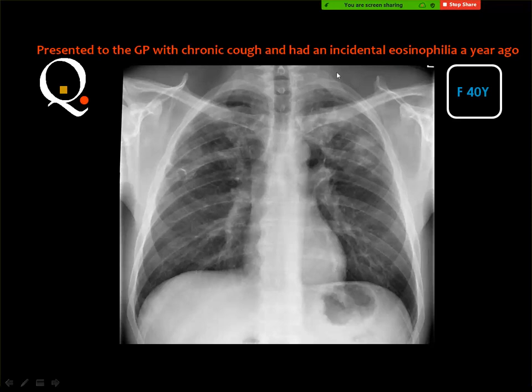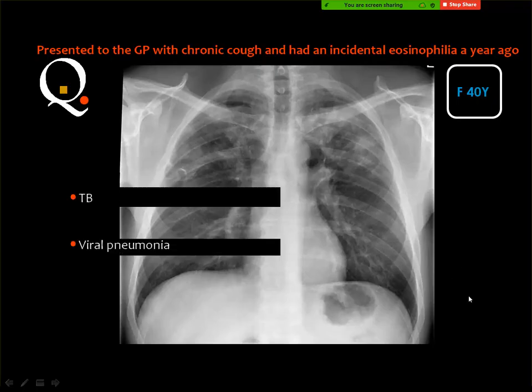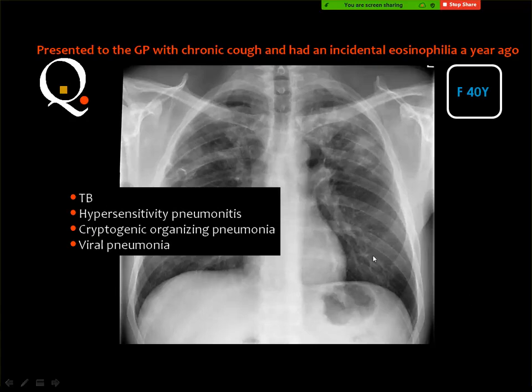Because if you know that there is eosinophilia, you think of one of the eosinophilic syndromes like acute eosinophilic pneumonia or chronic eosinophilic pneumonia. Then these are the choices. Do you think that this is TB, hypersensitivity pneumonitis, cryptogenic organizing pneumonia, or viral pneumonia? Hypersensitivity pneumonitis. Are you sure?